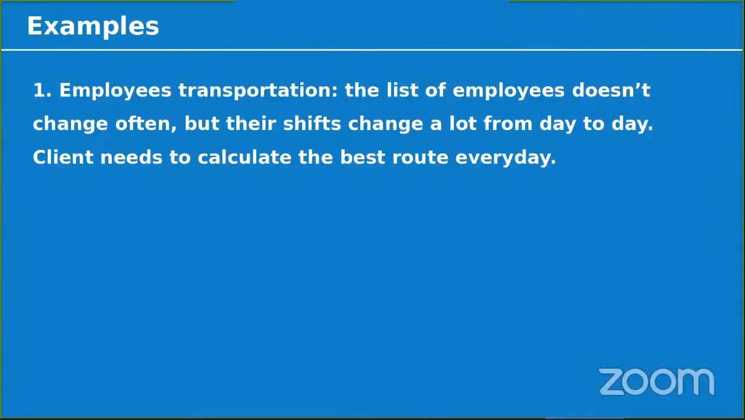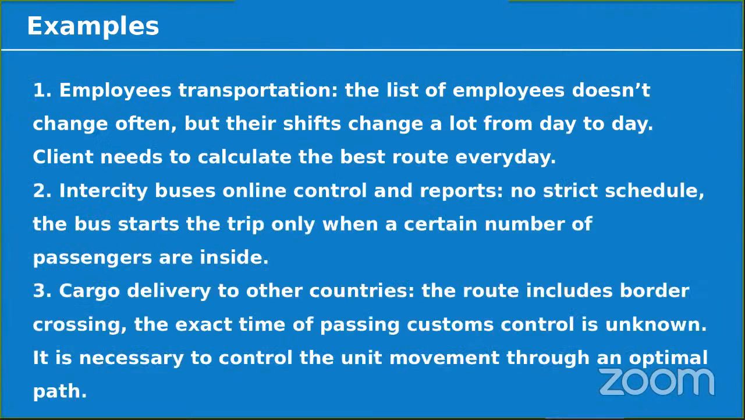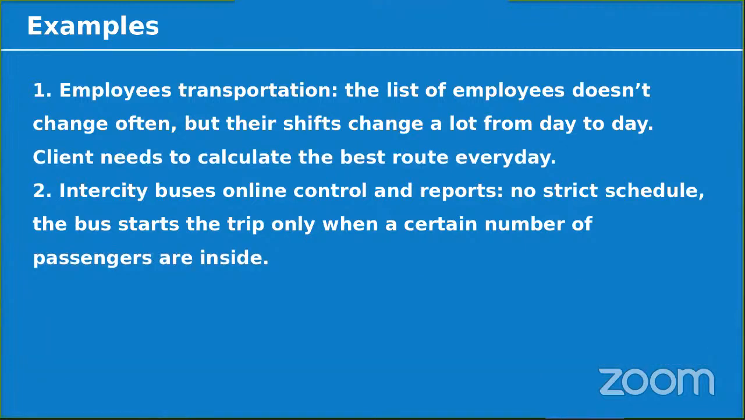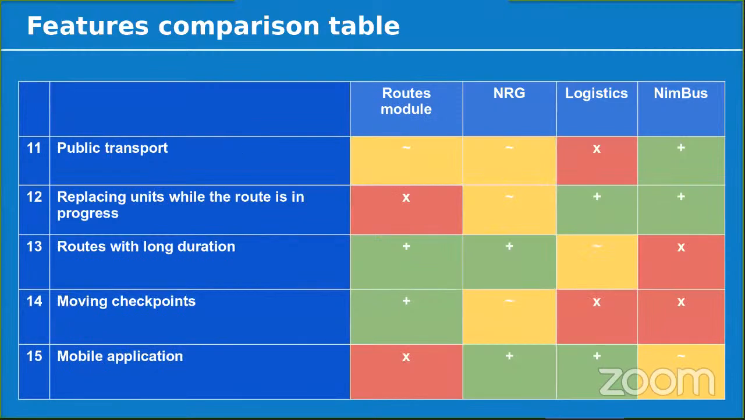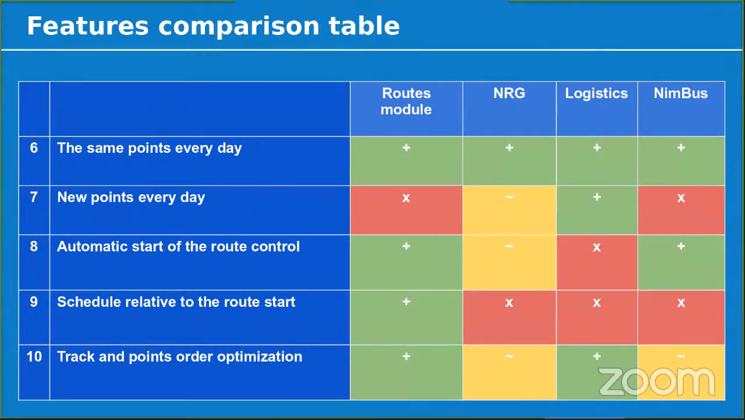And let's get back to our example. As you can see, we need to deliver cargo to other countries. So based on the 13th criterion, we have only two instruments left, routes module and the energy. And let's take a look at the next criterion to solve this case. It's number 10.